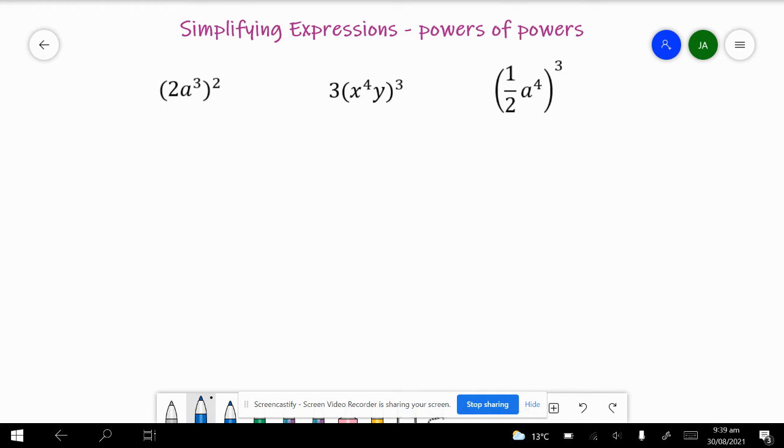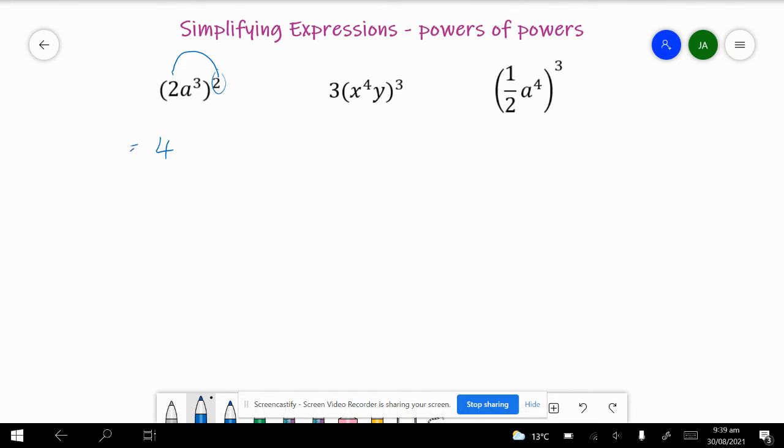So here we're simplifying expressions by working out powers of powers, okay? So let's look at the first one. And why it's powers of powers is that we've got brackets with a power outside it. So what we're doing is squaring everything inside the bracket, okay? So if we look at squaring the 2, because that's inside the bracket as well, 2 squared is just 4, okay?